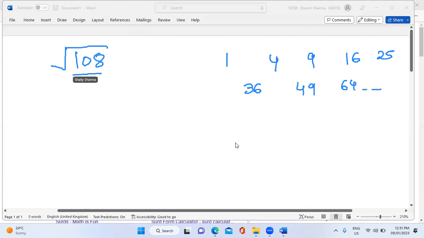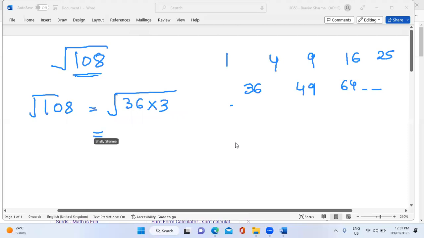Now this 108 can be written in different forms. If you know the tables, you can see that 108 can be written as 36 times 3. So the square root of 108 will be the square root of 36 times 3. Then it will be square root of 36 times square root of 3. And we know the square root of 36 is 6. So it will be 6 root 3.